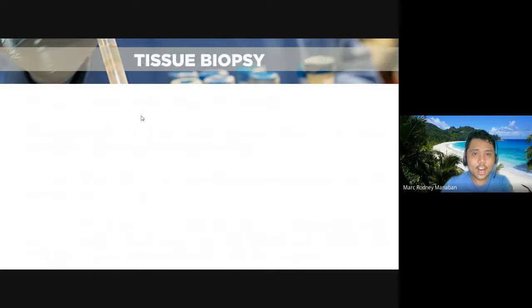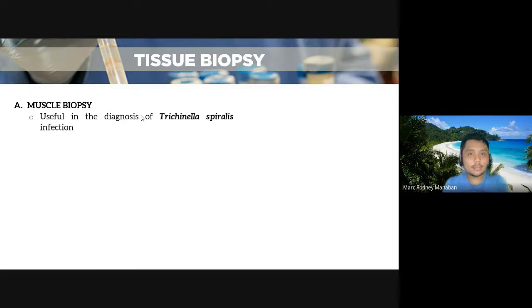Okay. All right. Now, the last specimen is your tissue biopsy, starting first with your muscle biopsy. So for muscle biopsy, we perform this for the diagnosis of Trichinella spiralis.